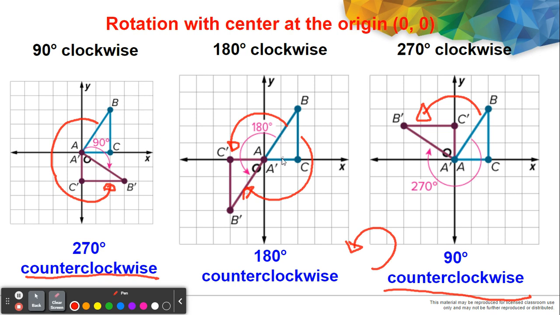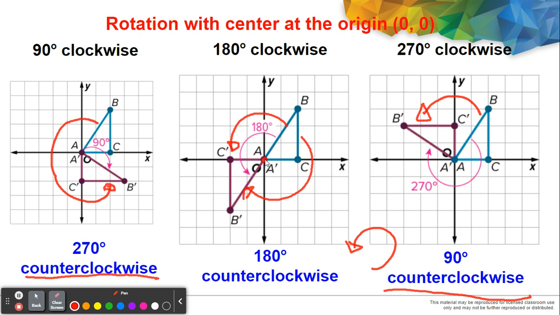Clockwise and counterclockwise are sometimes the same. So 90 degrees clockwise is the same thing as 270 degrees counterclockwise. 270 degrees clockwise is the same thing as 90 degrees counterclockwise. For 180, it doesn't matter if you do it clockwise or counterclockwise because the image will land in the same place. Again, these are examples of rotation with center at the origin.